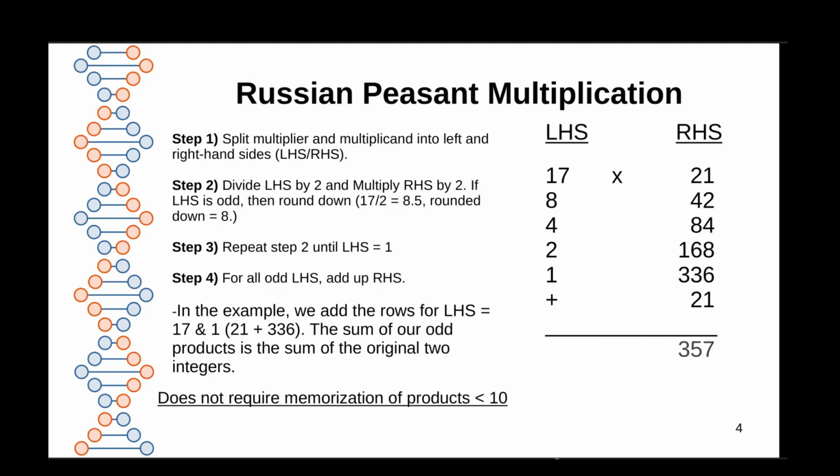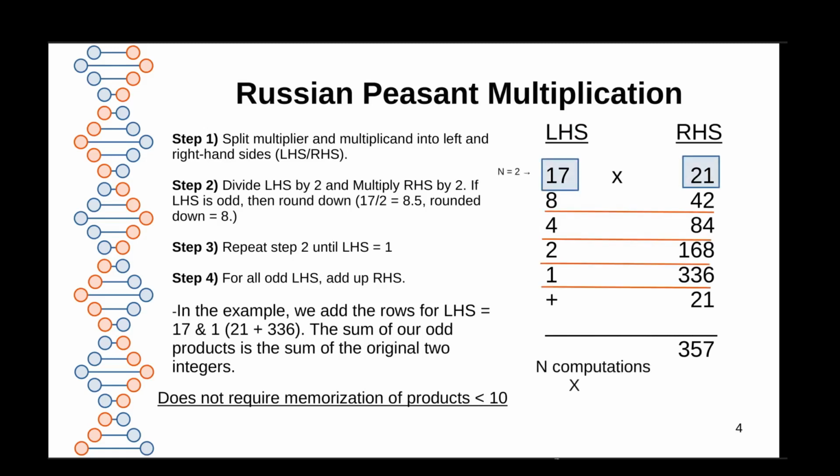This method does not require any memorization of any products less than 10, and for an integer with size n, the two integers multiplied together will take at best n squared computations to compute. In our example, 17 and 21 both have a size of 2, meaning there are 2 digits. As underlined, it takes 4 computations, or 2 squared times, to get our product. Therefore, the time complexity of multiplication using this algorithm would be big O n squared.